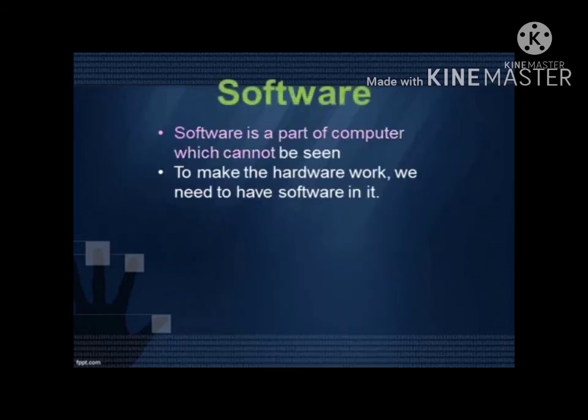Software. Software is that part of a computer which cannot be seen and touched. To make the hardware work, we need to have software in it. Let us understand software with the help of some examples. Children, all of you must have seen and used a music system. The parts like speakers, CD and DVD, which you can touch and see, are hardware.